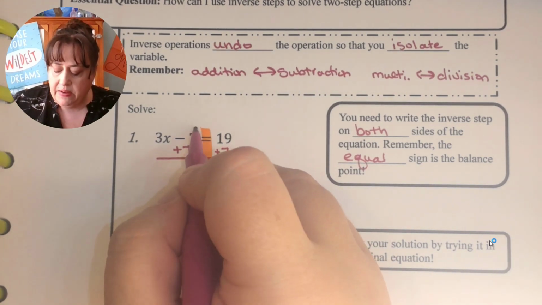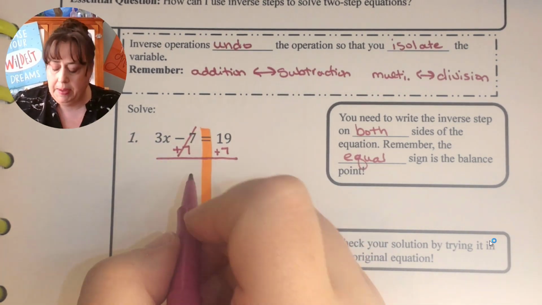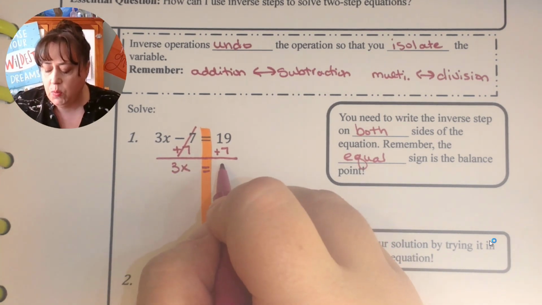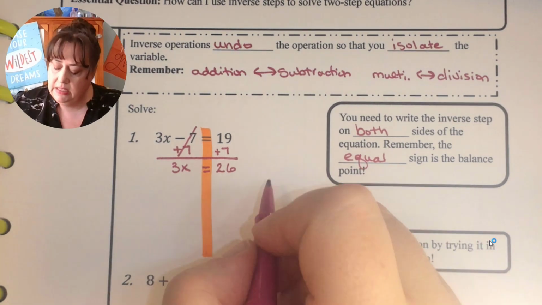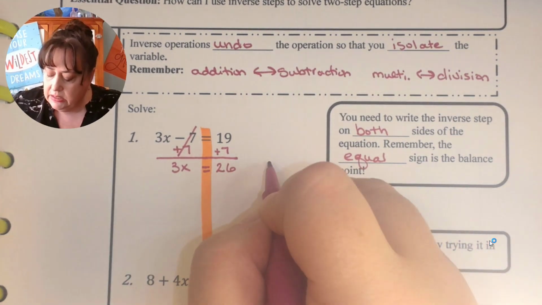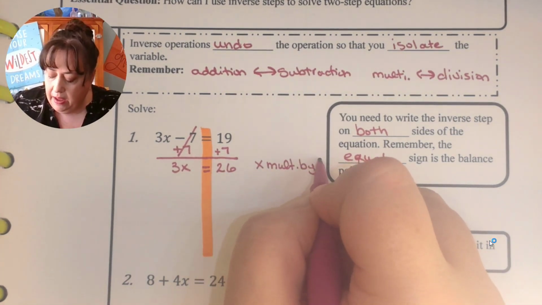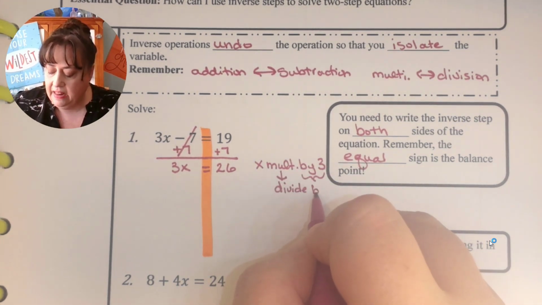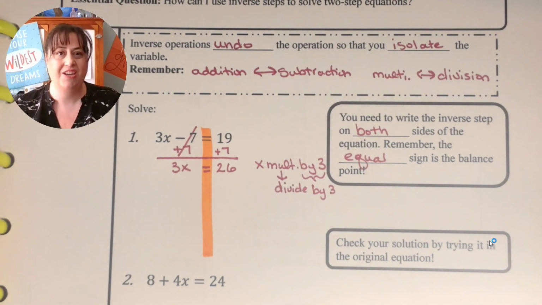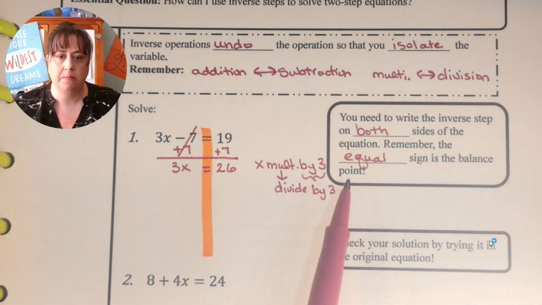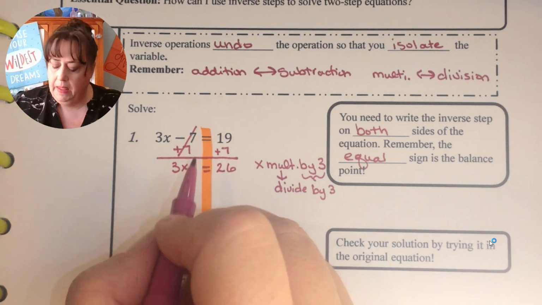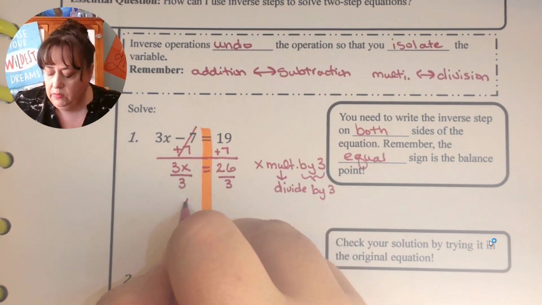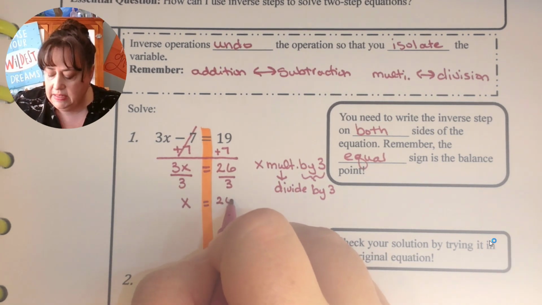So -7 plus 7 is 0. I single line through it. And we are left with 3x on this side equals 26. This says, right here, x multiplied by 3. So we're going to do the inverse here, but that has to stay exactly the same. So we're not going to change from positive to negative, or negative to positive. So we're going to divide by 3, and we use the fraction bar. So x is going to equal 26 thirds.